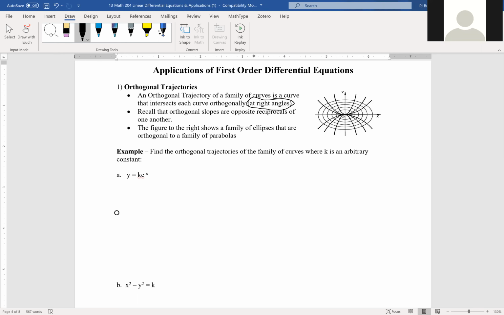No. So orthogonal means 90 degrees or perpendicular. So the whole point of this application is to take a function and to find a function that is orthogonal, or 90 degrees, to it. So where they meet at a 90-degree angle. There's an example given right here in the picture. It shows parabolas, and the other function is an ellipse. When those functions cross, they cross at 90-degree angles.